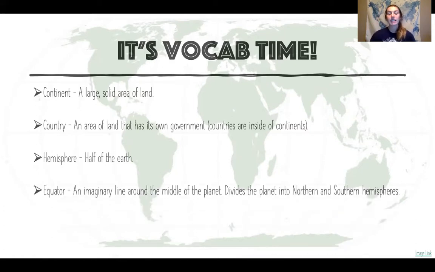All right, and finally, equator. Ready? Read. An imaginary line around the middle of the planet divides the planet into northern and southern hemispheres. So what did we just say hemisphere was? Splits it in half. The equator splits the earth in half, northern and southern hemispheres. It's an imaginary line. Good.